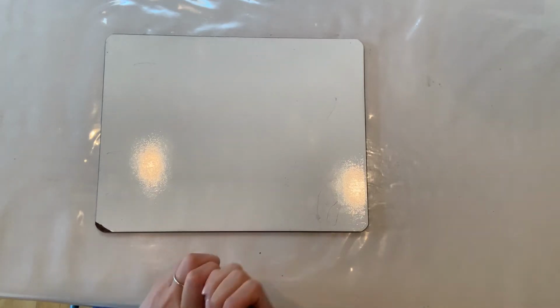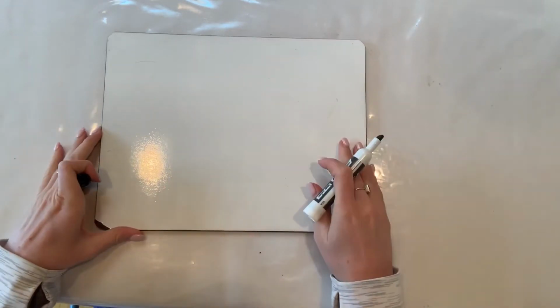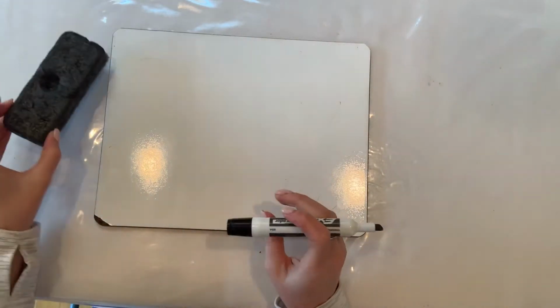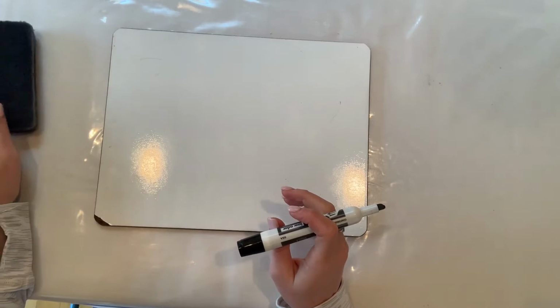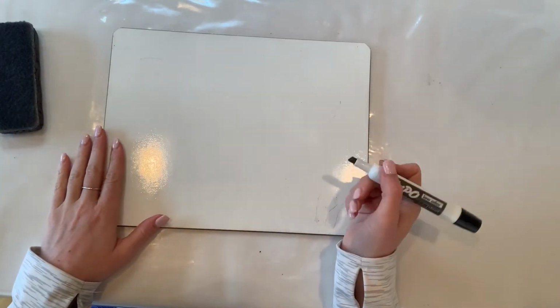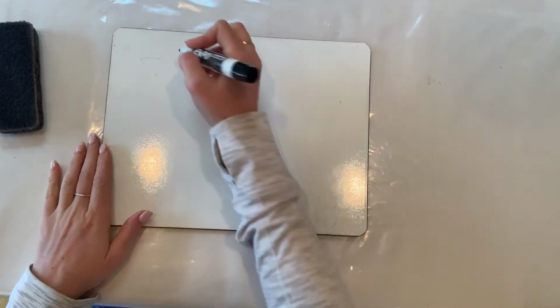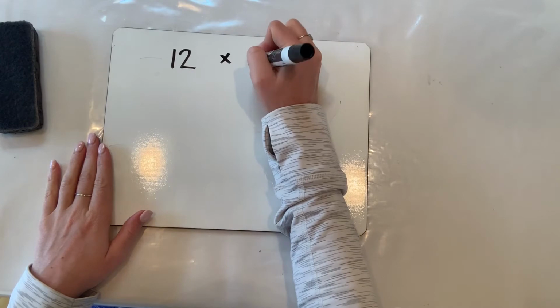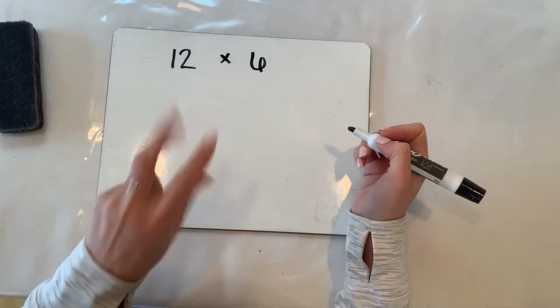Okay, this is called Challenge Math with Miss Sheehan because this is going to be some new information that you probably don't need to know, but it's just a challenge, okay? So the first one we're going to try to do is 12 times 6. I'm going to show you two ways to do this, okay?